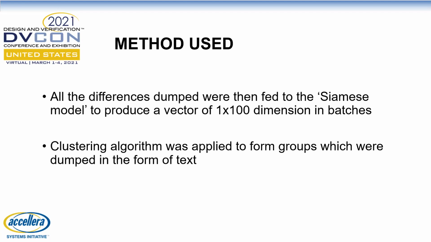So the method that we used: all the differences were dumped and fed to the Siamese model to produce a vector of 1 cross 100 dimension in batches. A clustering algorithm was then applied to form groups, which were dumped in the form of text.